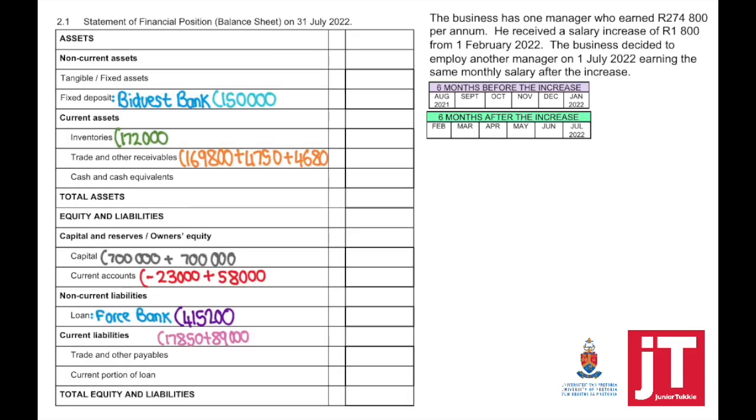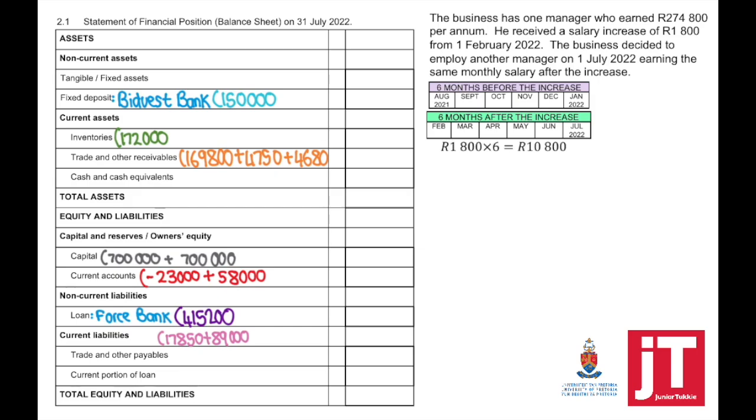Starting now with our calculation to find out what the monthly salary is after the increase. The salary was increased with 1,800 from the 1st of February 2022. Our accounting period ends 31 July 2022. So from February until July is equivalent to 6 months. This means August to January is equivalent to 6 months as well, because per annum is 12 months. He received a salary for 12 months for this accounting period.